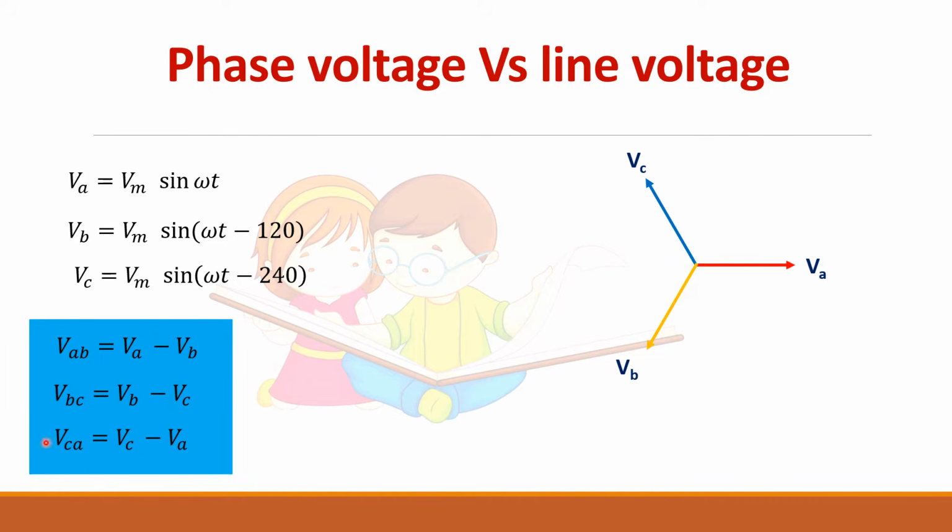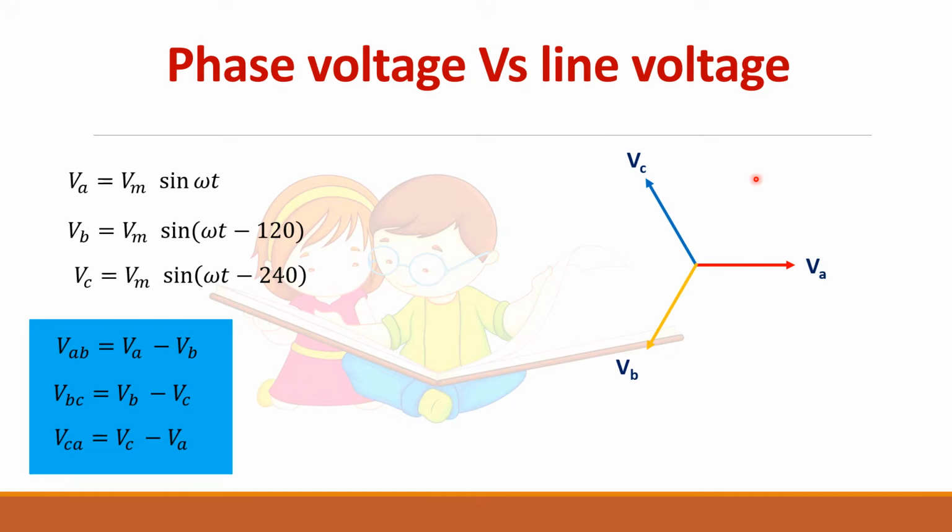So what is line voltage? VAB is given by VA minus VB, VBC is given by VB minus VC, and VCA is VC minus VA. Now we will find VAB, VBC and VCA line voltages from this phasor diagram. What is VAB? VA minus VB. We have VA here, VB is here. We have to find minus VB.